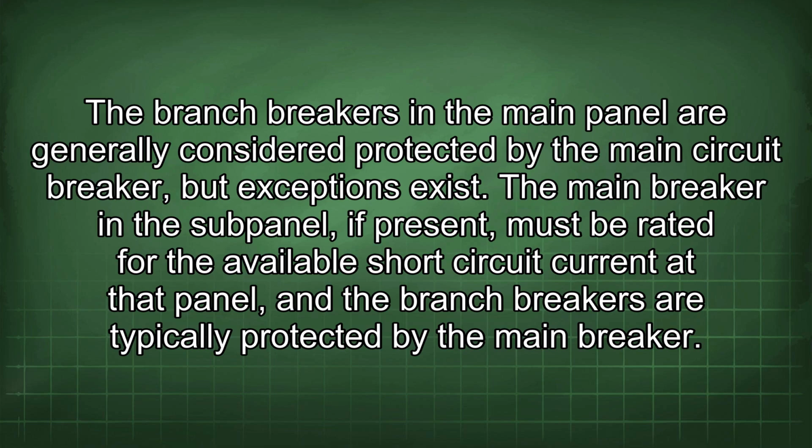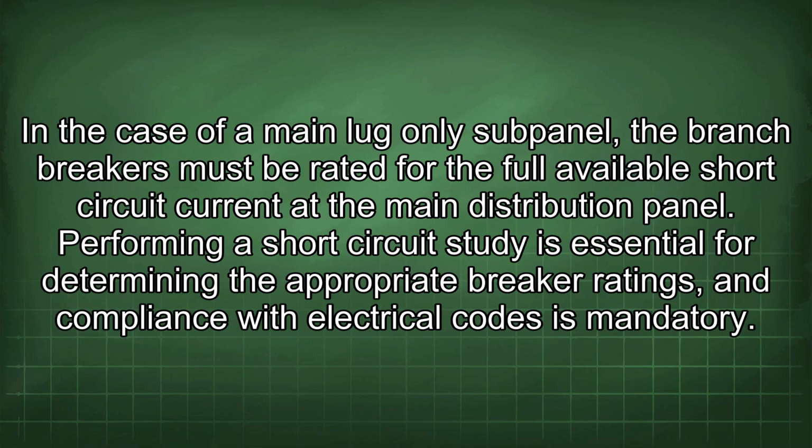The main breaker in the subpanel, if present, must be rated for the available short-circuit current at that panel, and the branch breakers are typically protected by the main breaker. In the case of a main lug only subpanel, the branch breakers must be rated for the full available short-circuit current at the main distribution panel.